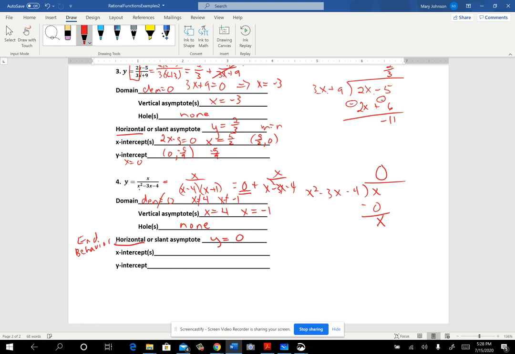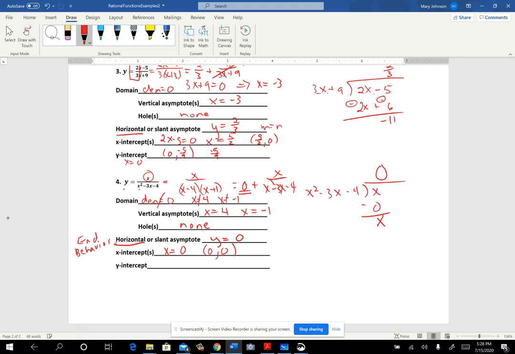Then the x-intercept is what causes the numerator to equal 0. And that would be x equals 0. Because to make y equal 0, the numerator would have to be equal to 0. And 0 is in the domain, and so that would be your x-intercept, or you could write it (0, 0).